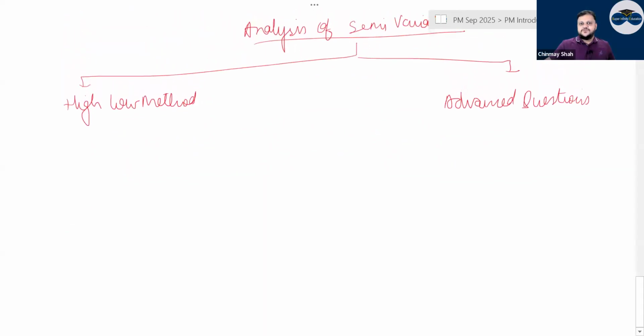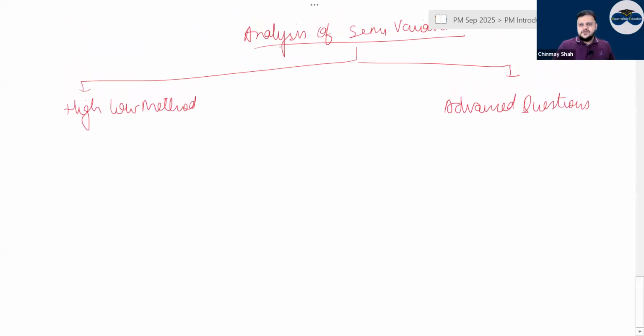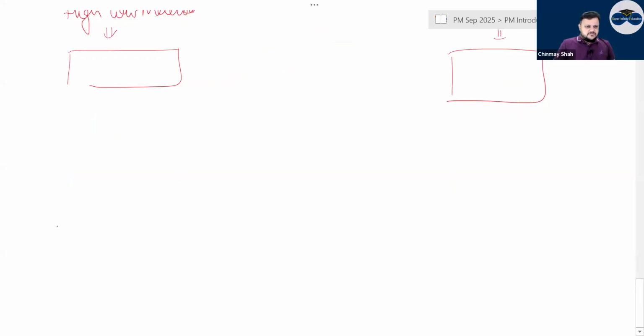Has anyone tried to access the soft copy of your notes on OneNote? Is it much easier than the PDF? In the PDF you have to find the pages. You have the high-low method, write it down or leave some space here, and for advanced questions leave some space, 5-7 lines. Now write an example.